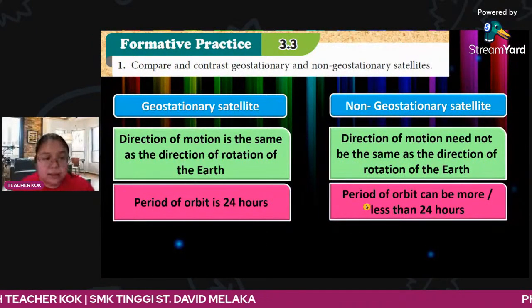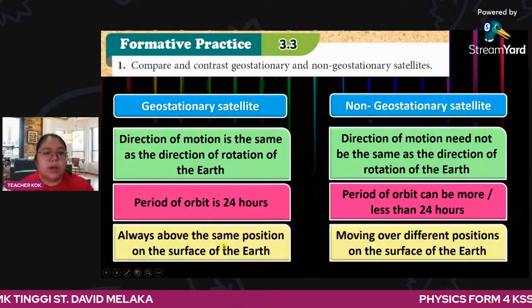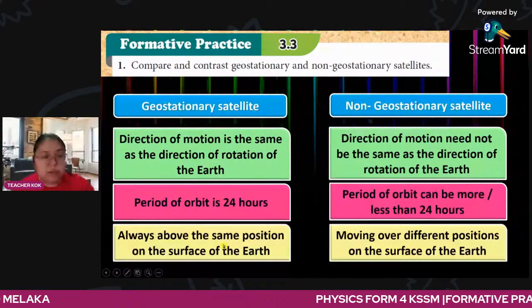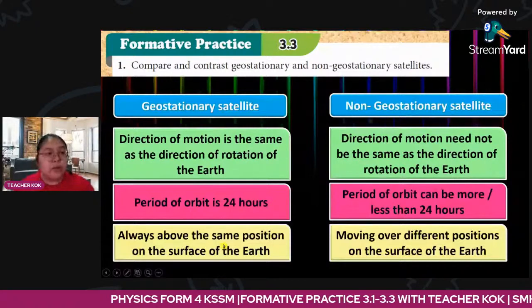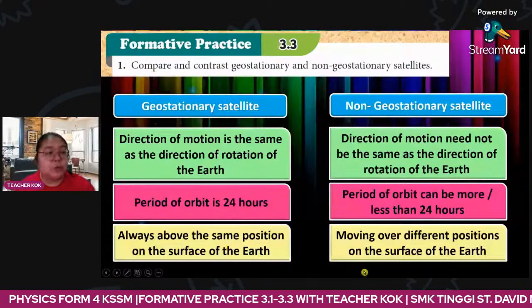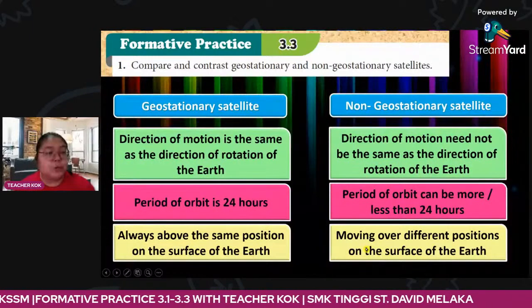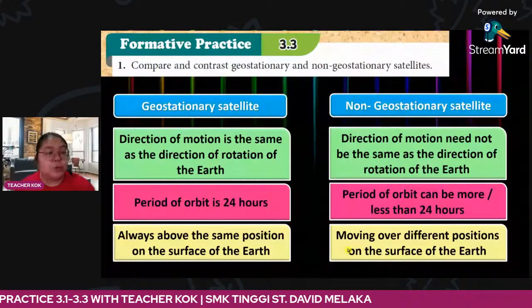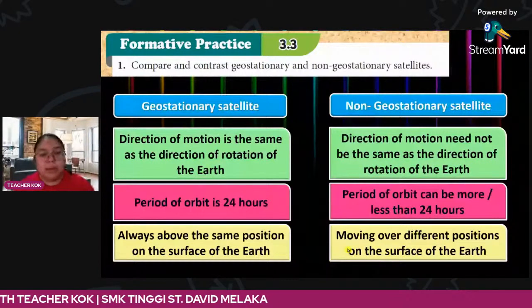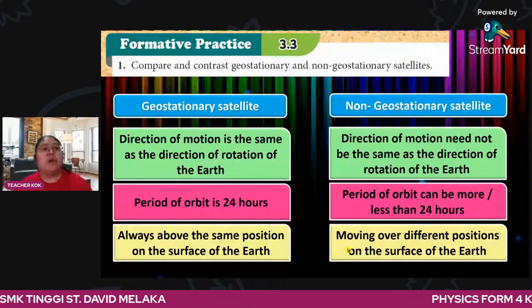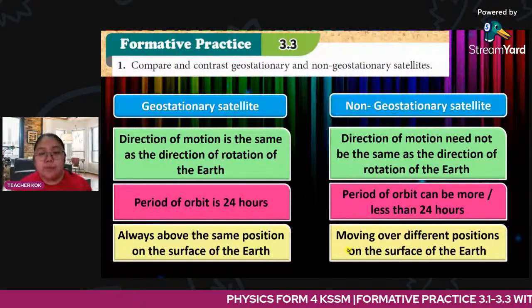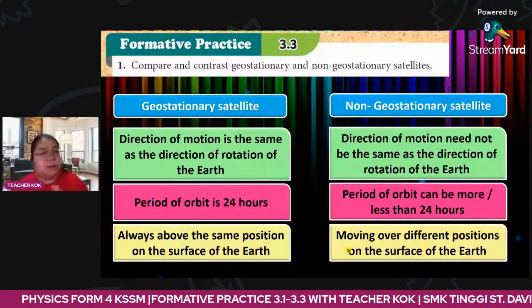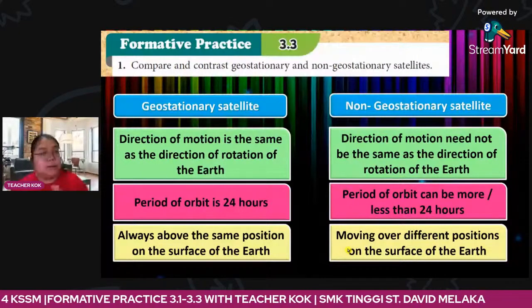Number 3, the geostationary satellite is always above the same position on the surface of the Earth. When they move, the position above stays the same. How about the non-geostationary? They move over different positions. They can be lower, and they also can be further. Maybe you turn right, they turn to the left, also can. This one is non-geostationary.